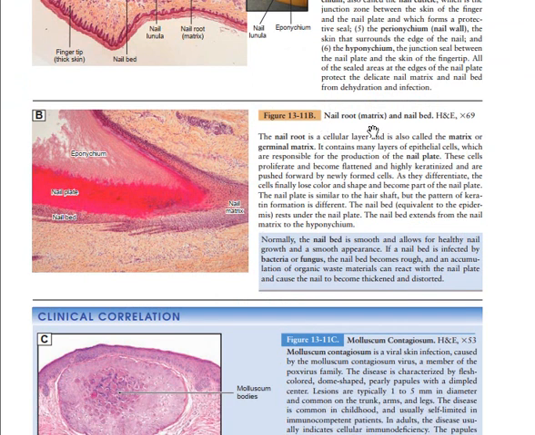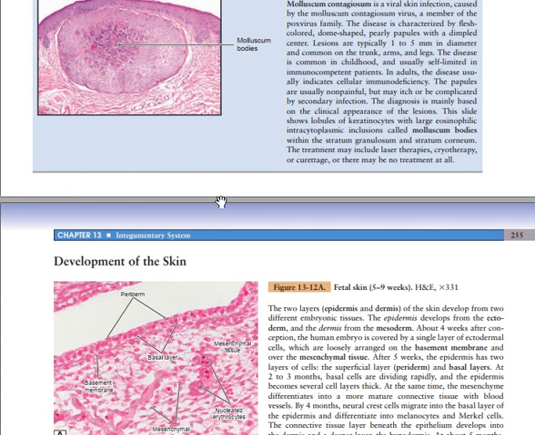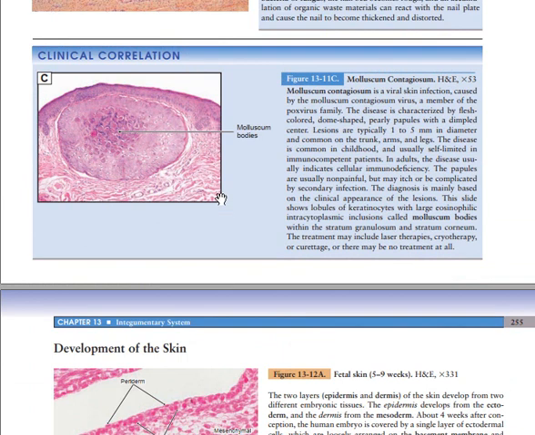Now the nail root. So at the level of the nail root, you have the hyponychium, you have the nail plate, you have the nail bed, and you have the nail matrix inside the nail root. Now normally the clinical correlation is that normally the nail bed is smooth and allows a healthy nail growth and smooth appearance. If a nail is infected by bacterial fungus, the nail bed becomes rough. An accumulation of organic waste material can react with the nail plate and cause the nail to become thickened and distorted. Is it clear?